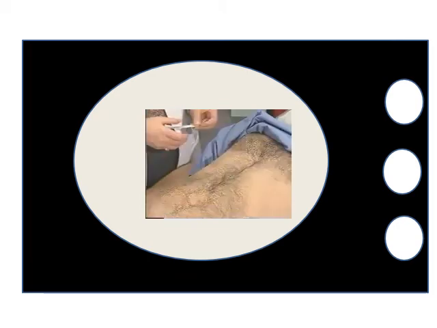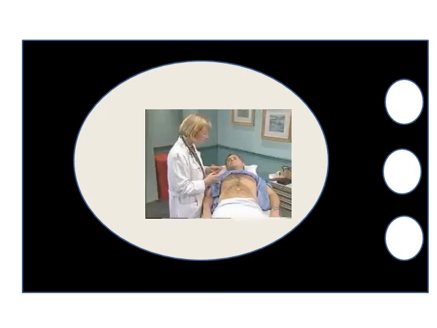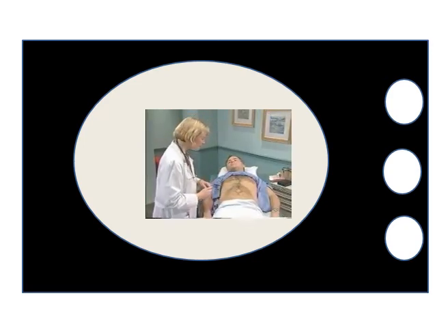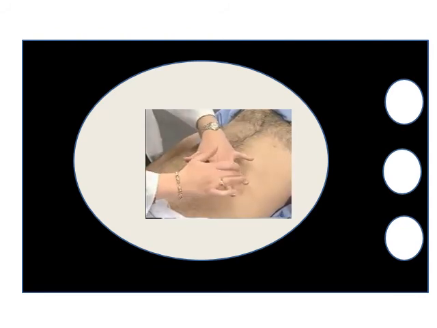Measure the distance between the 2 marks to estimate the size of the liver, which should be 6 to 12 centimeters. Now assess the stomach by percussing over the left upper quadrant. Percussion here should produce tympany.